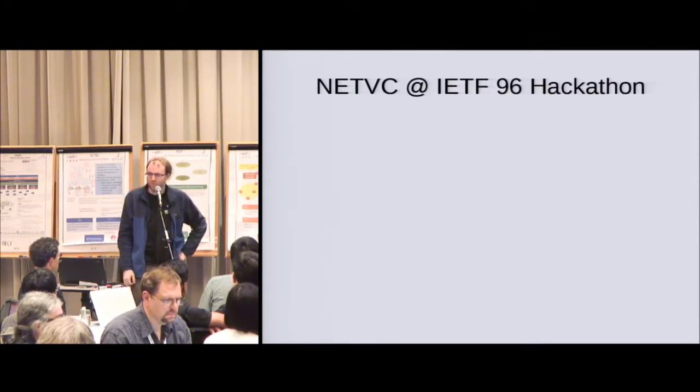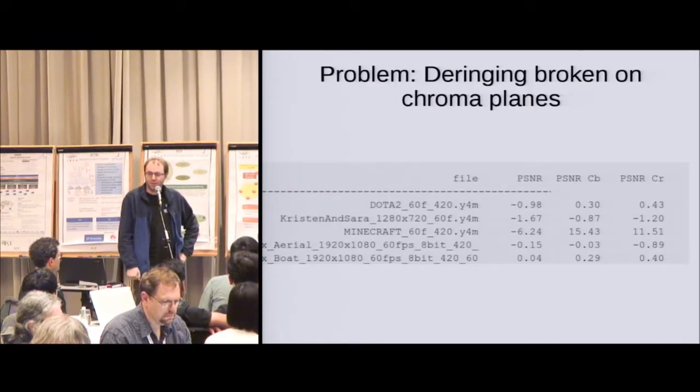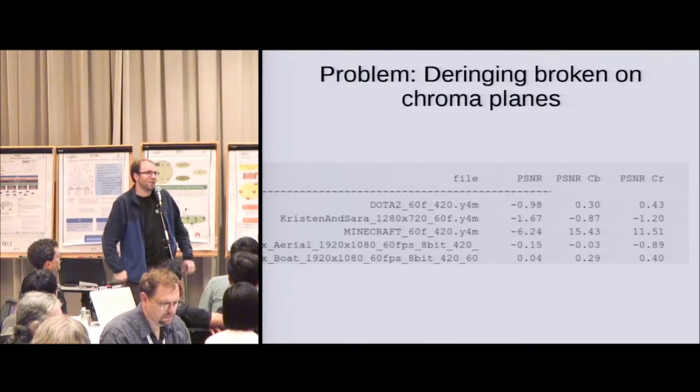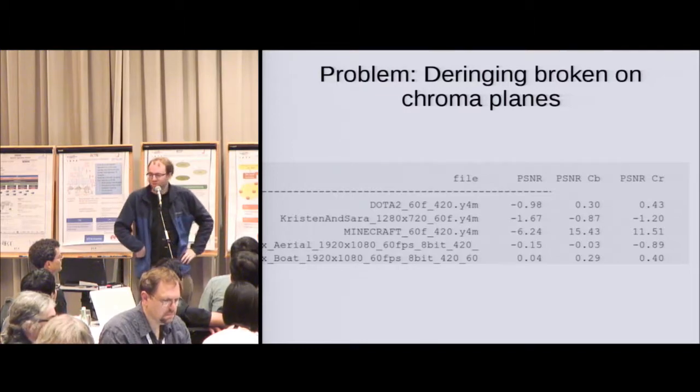What we did is we had this problem that showed up recently, which is we have a deringing filter. The deringing was broken on the chroma planes. We added a new video that actually showed this effect. It looks all great until you see PSNR, and we made it 15% worse. That was bad.